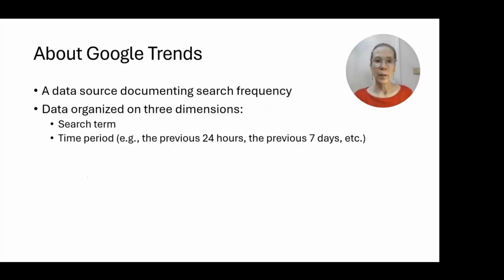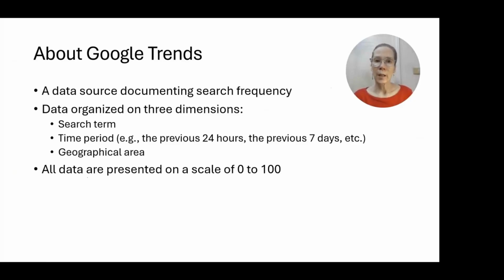Second, there's a time period over which the searches take place. For example, an interval over the previous 24 hours, over the previous 7 days, over the previous year, and so on. The third dimension is geographical area. Search frequency is going to vary depending on the particular location.